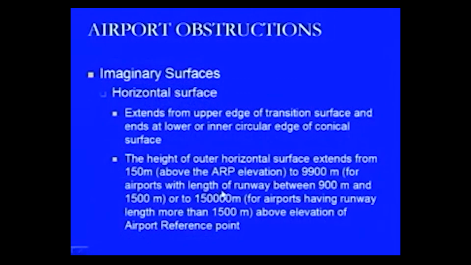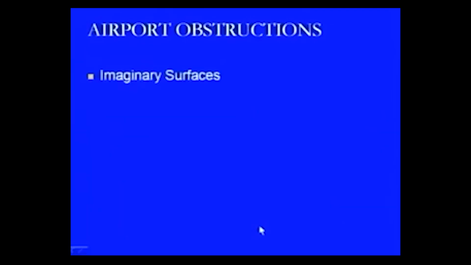and it extends to 9,900 meters for the airports with runway length between 900 meters and 1,500 meters, whereas it extends to 15,000 meters for airports having runway length more than 1,500 meters above the elevation of airport reference point.